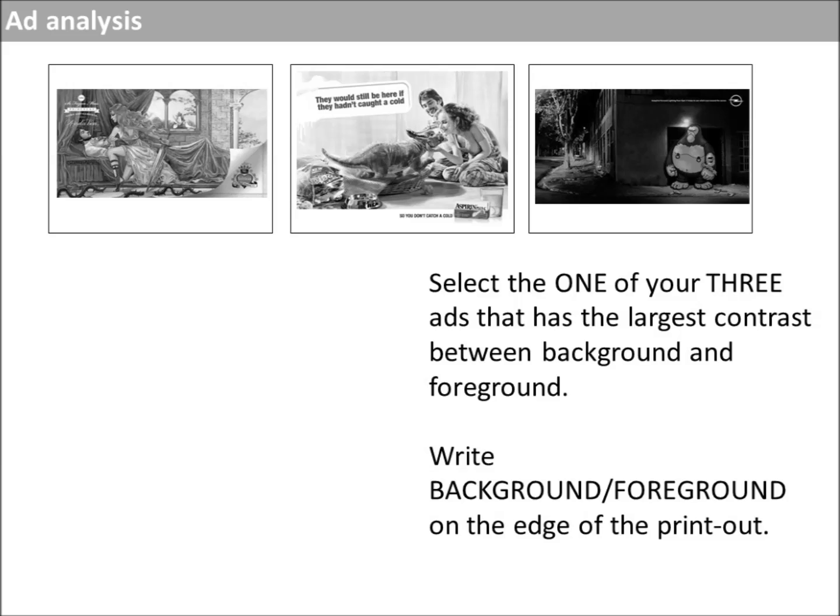Maybe they all have quite a bit of depth, maybe very little depth is in any of them, but select the one of the three that has the most depth and write "background, foreground" on the edge of the printout. And so one of your three ads should have that label before you continue. And that's the ad that you see as most using, of your three, the difference between what is kept close to the viewer and what is held at some sort of distance.